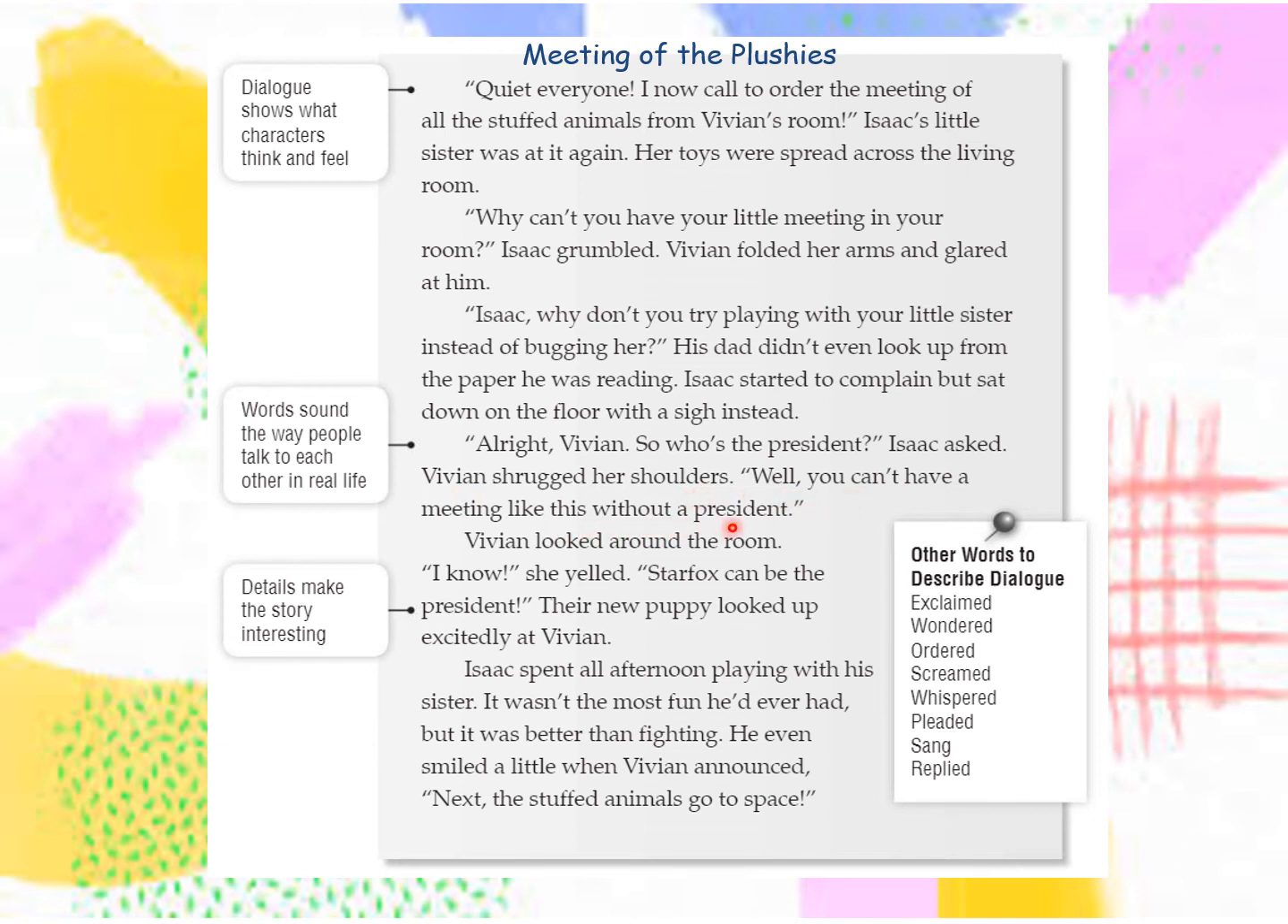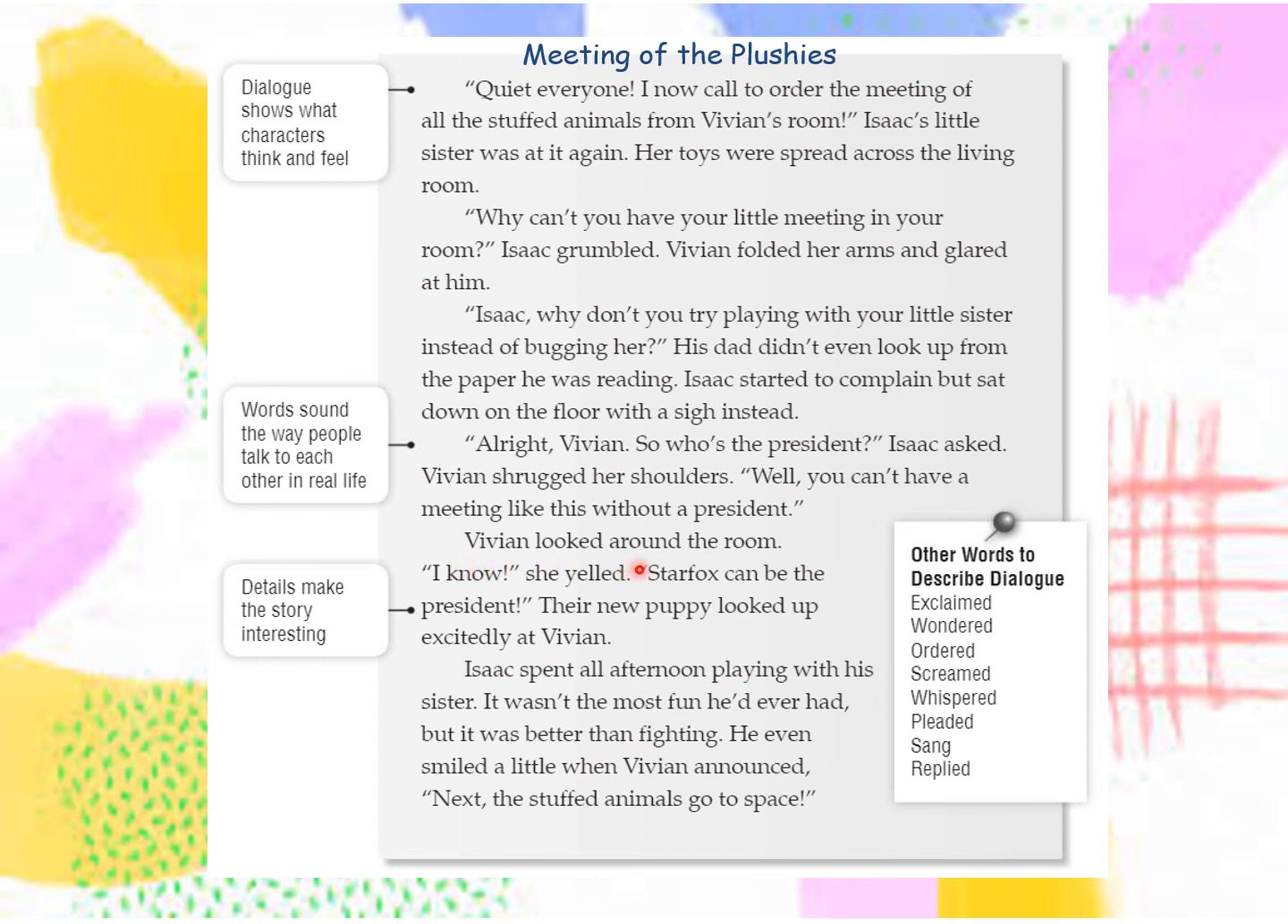So at this point, you have what you call a split quotation or a split dialogue. So you have the first part of the dialogue in here at the beginning of this particular paragraph, and then Isaac continues his dialogue towards the end of that paragraph. Next, we have to have details that make the story more interesting.